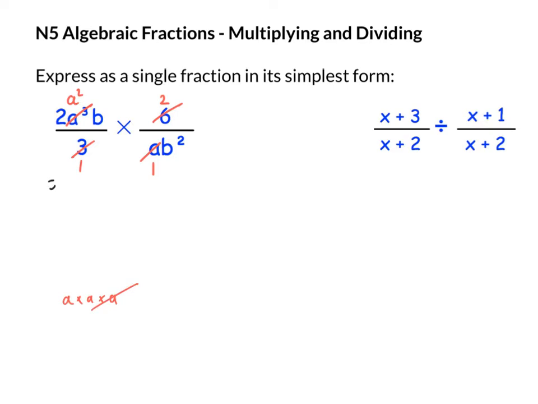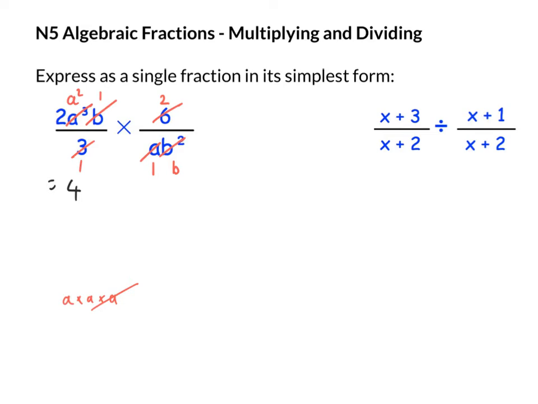The b's now, I've got a single b on the top and a b squared on the bottom. So if I divide both of these by b, b divided by itself gives me 1. b squared divided by b will give me a single b. Now I can get on with the multiplying. I've got the 2 times the 1 times the 2.